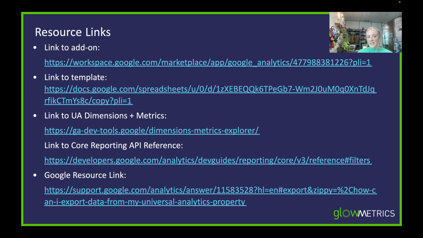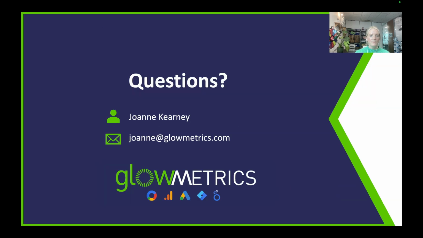There is a slide here which is a resource link hub, so you can click on any one of these links, which will provide you with more information on how to download your add-on, download or make a copy of the template, and select your dimensions and metrics. If you want to add in custom filters, you can check those filters in the reporting API reference, or if you want a summary of all of that, the bottom link will provide some more links and details around exporting your UA data. But that's it.